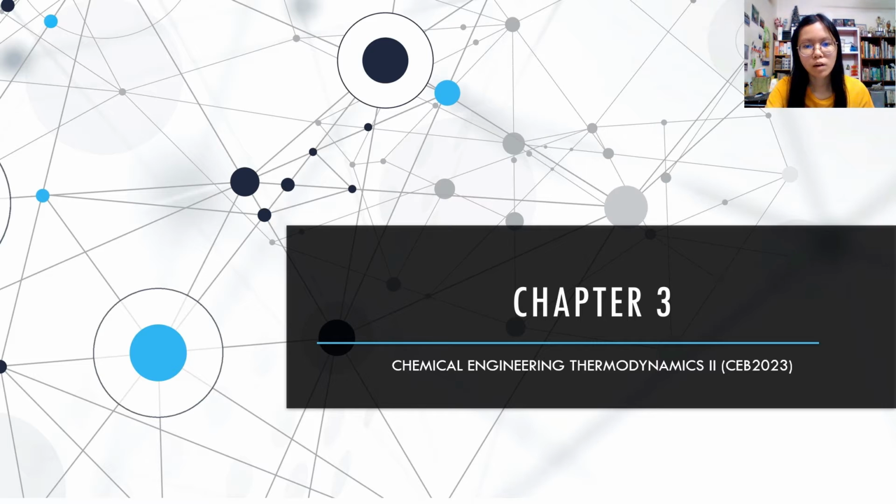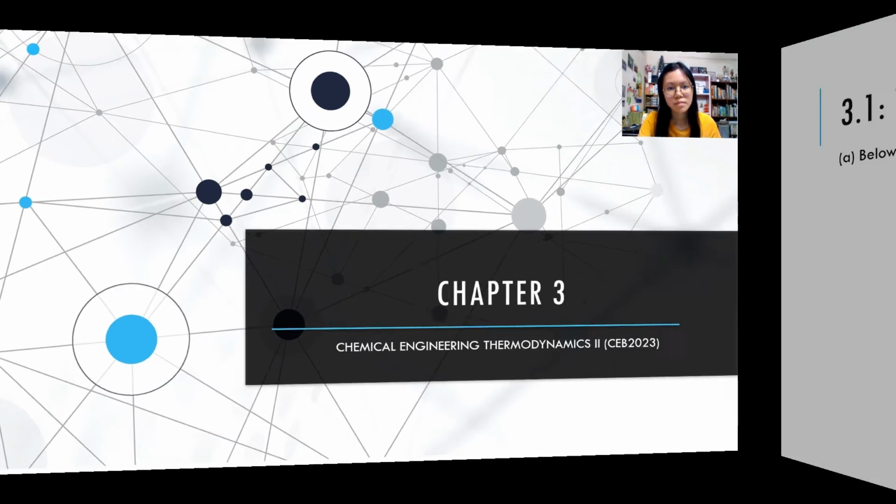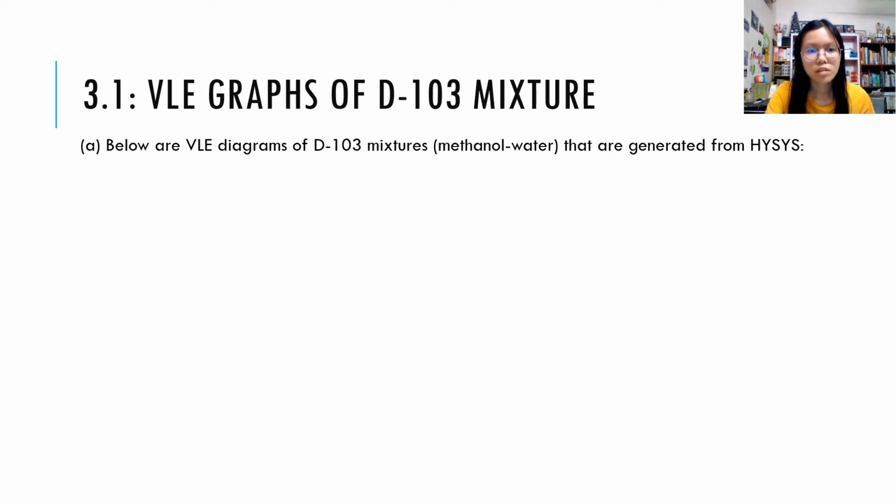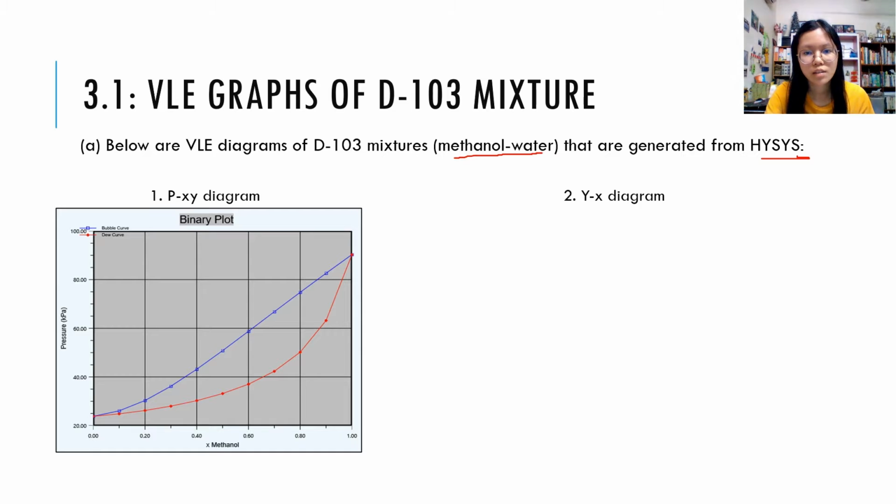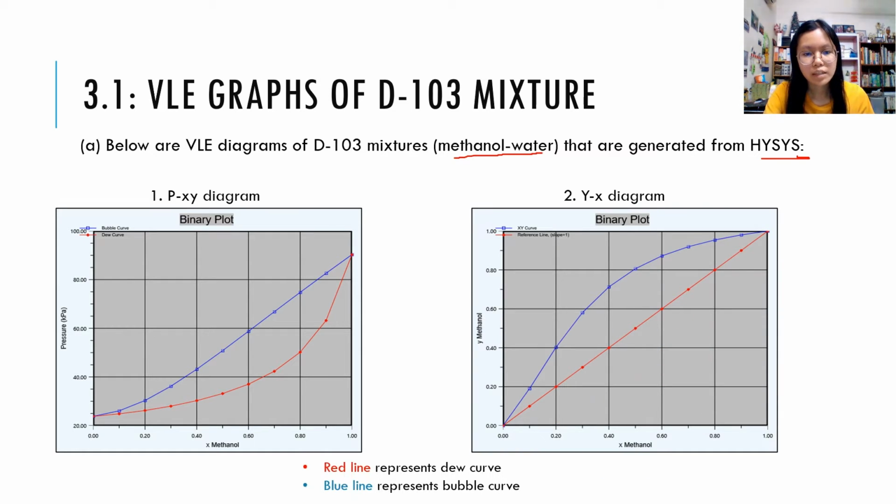Hi, I'm Deborah, and now I will talk about chapter 3, which is on chemical engineering thermodynamics 2. We are asked to generate the vapor-liquid equilibrium graph of the D103 mixture, which is the mixture of methanol and water, and we use the HYSYS simulation software to generate the diagrams. First, we generate the P-x-y diagram, second, the y-x diagram. The red line represents the dew curve, while the blue line represents the bubble curve.